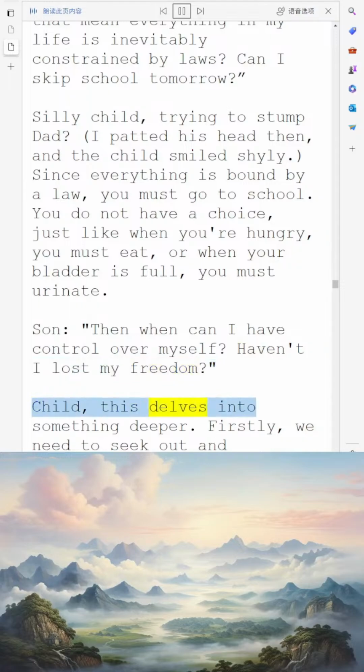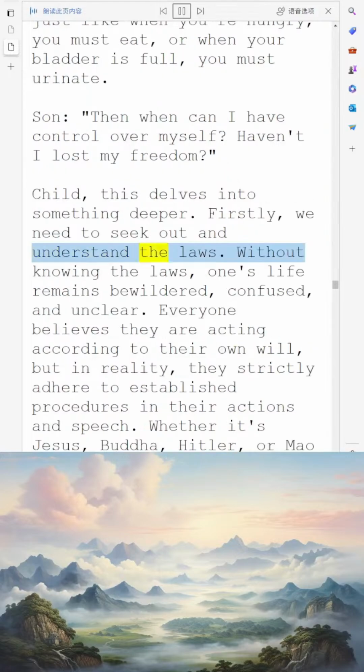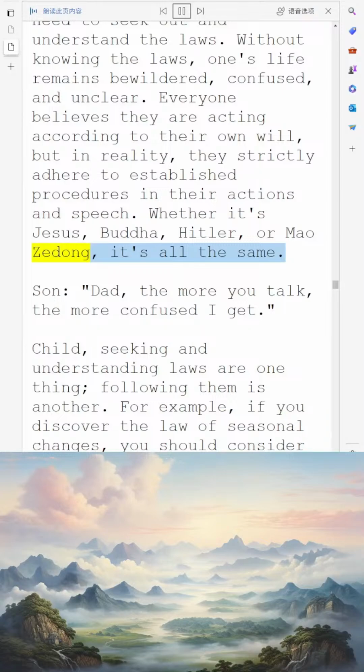Child, this delves into something deeper. Firstly, we need to seek out and understand the laws. Without knowing the laws, one's life remains bewildered, confused, and unclear. Everyone believes they are acting according to their own will, but in reality, they strictly adhere to established procedures in their actions and speech. Whether it's Jesus, Buddha, Hitler, or Mao Zedong, it's all the same. Son: Dad, the more you talk, the more confused I get.